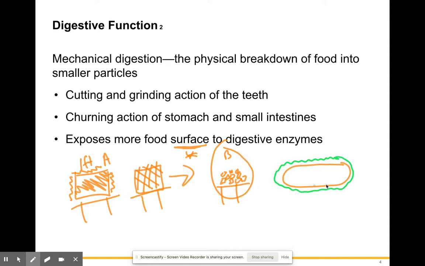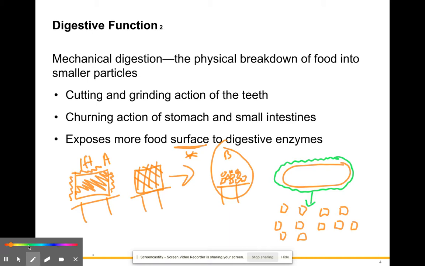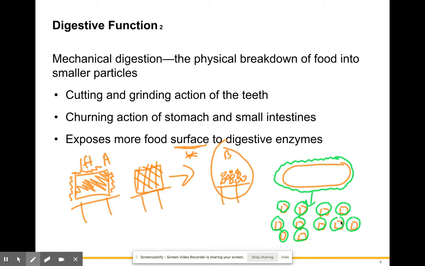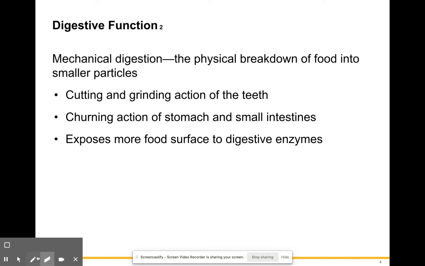But now let's see what happens when I chew that hamburger into tiny little pieces. I still have the same amount of meat that I took a bite of before. But now, instead of only the outside being digested, I can cover all the surfaces of these different little pieces. I guarantee you, if I add up all the green lines that I'm drawing around all these little pieces, they're going to be way more than the line I drew around this one. So I'm going to cover more surface area. That's why we mechanically digest: we want to increase the surface area of our food to be digested.